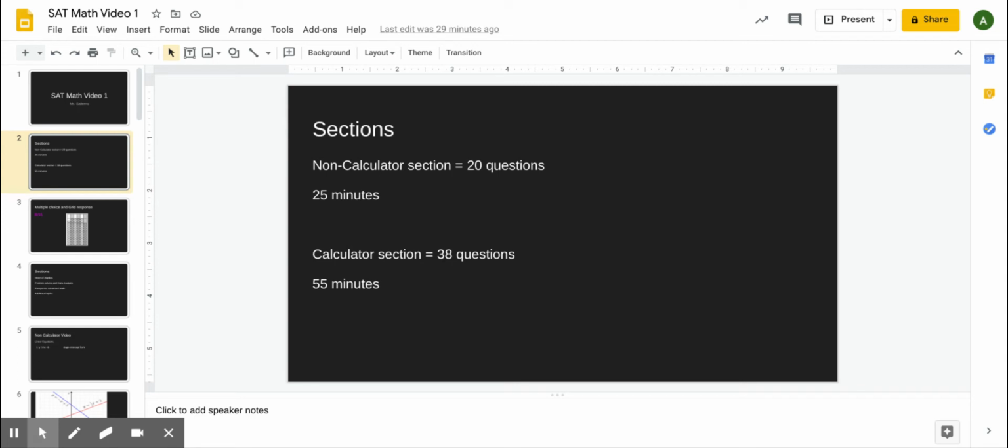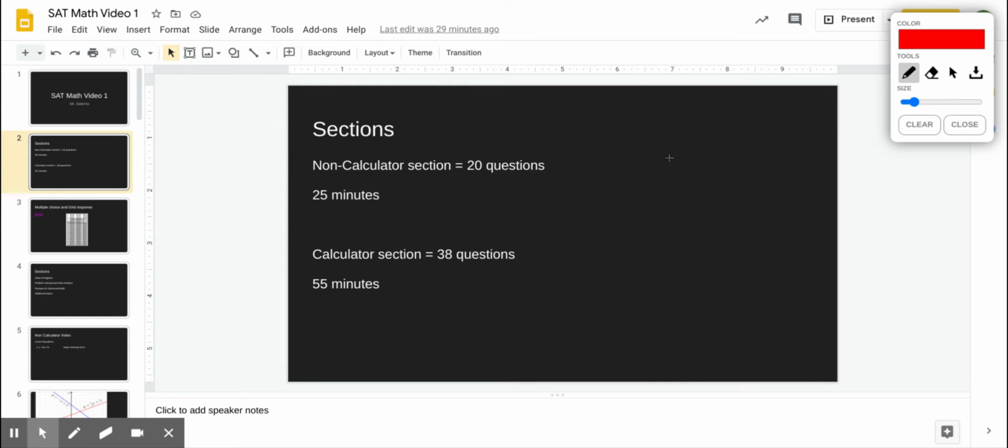And so there is a non-calculator section, and there is a calculator section. The non-calculator section is 20 questions, 25 minutes, and the majority of it is multiple choice, but there also is grid response on both sections.